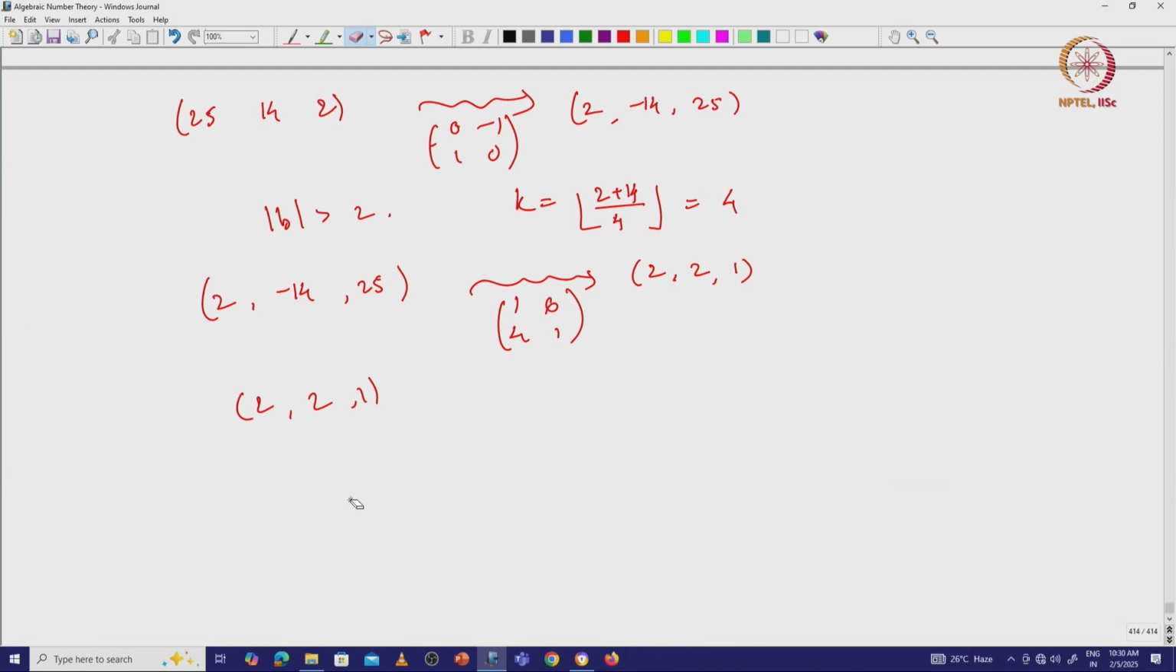Okay, my notes say something different, but let me do this. This should not be 1, this should be 2. I had made a mistake there anyway.